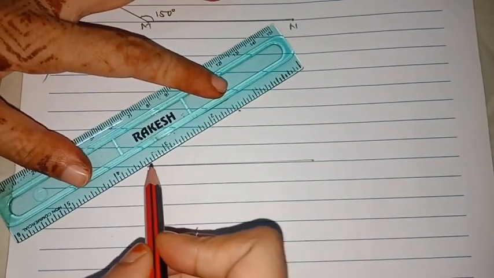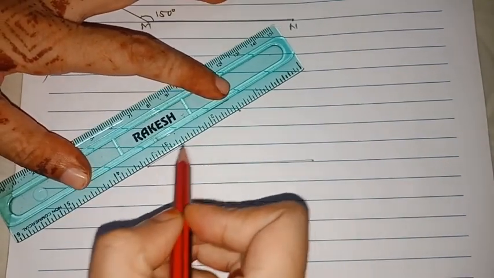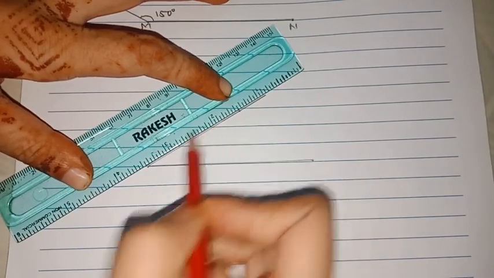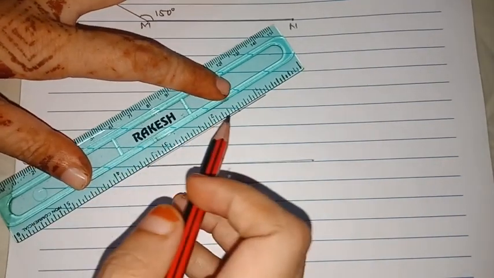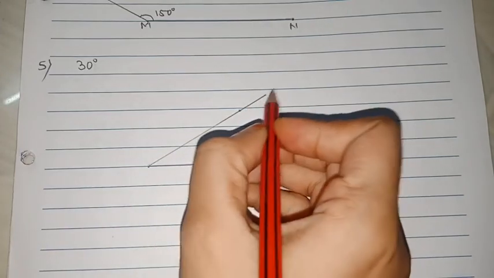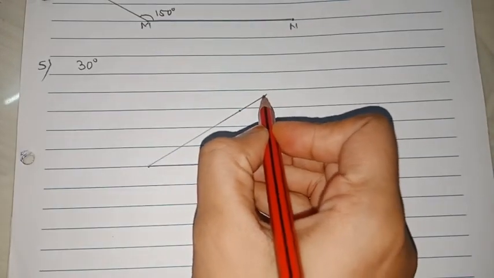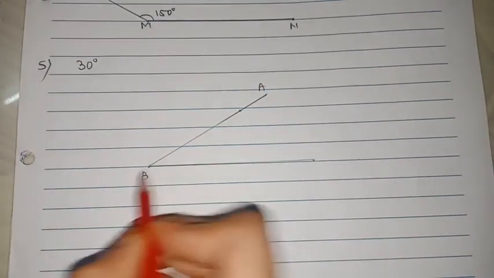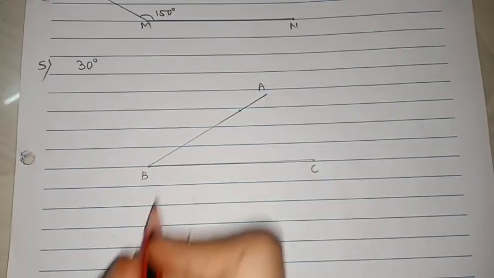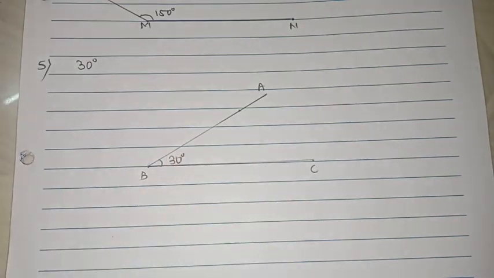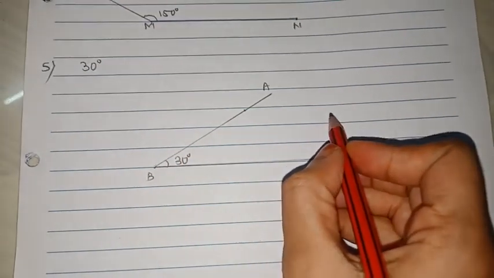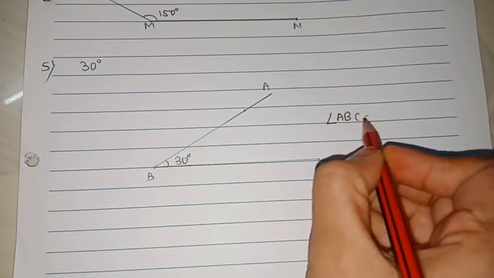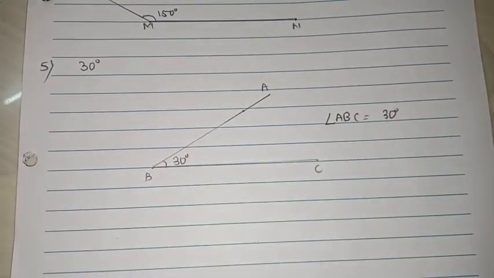Now take a scale and join the points. You can extend the line also. Okay, it doesn't change the degrees. So I am taking here again A, B, C. Okay, 30 degree. So here angle ABC is equal to 30 degree. Got it?